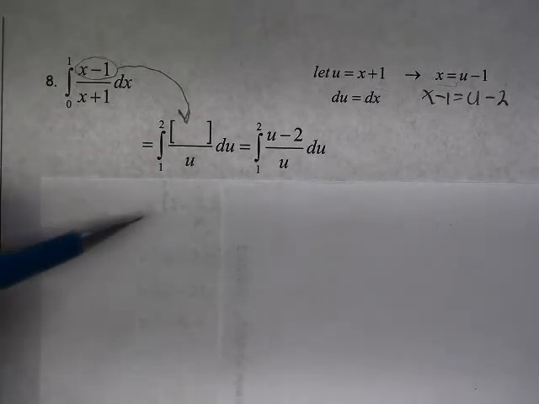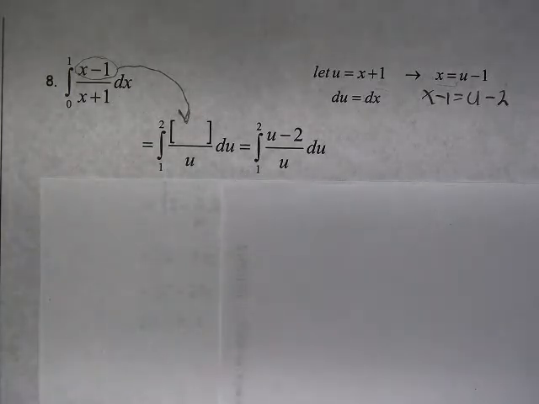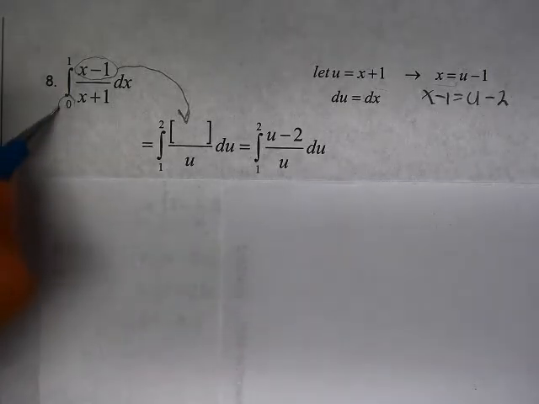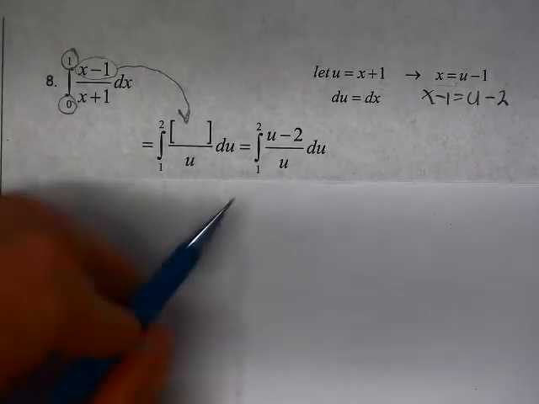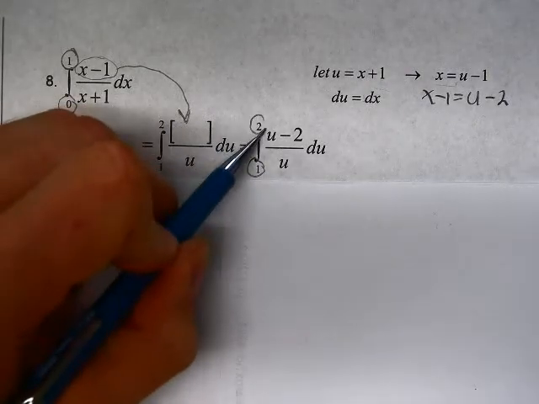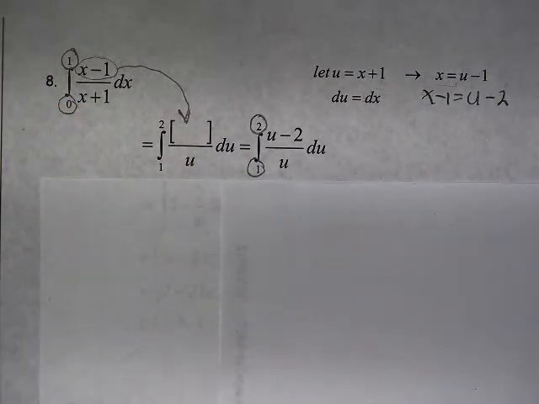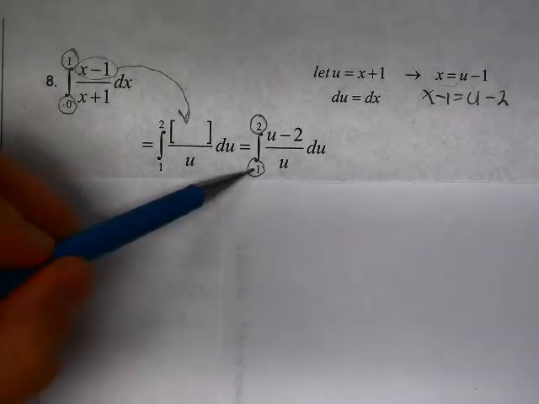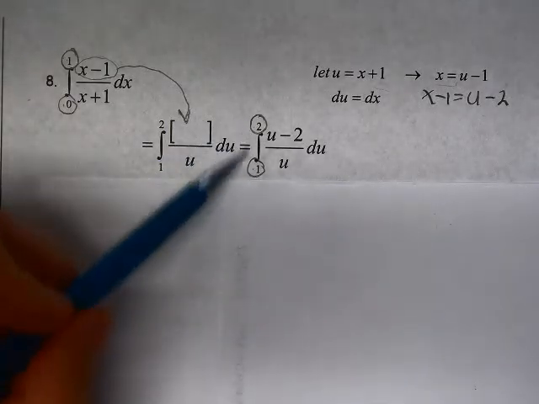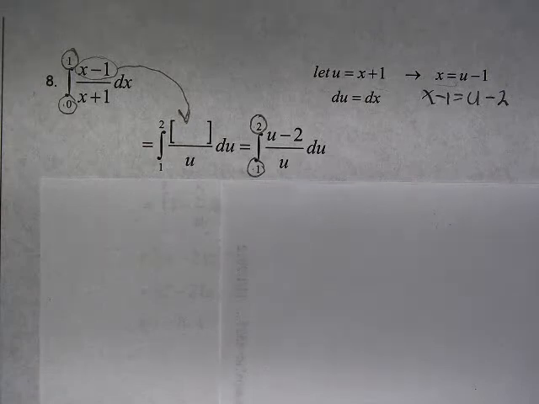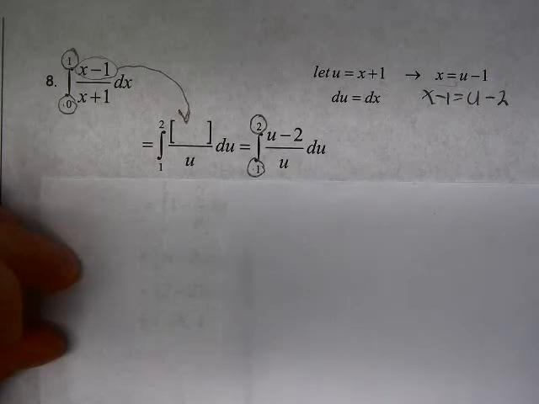Take a second here and think about whether you notice anything else that's changed in that integral. Maybe you notice that our lower and upper limits used to be 0 and 1. Now they are 1 and 2. So I've changed them from x equals 0 and x equals 1 to u equals 1, u equals 2. I'm going to challenge you to think about that and where that came from, and bring any questions you have to class with you.